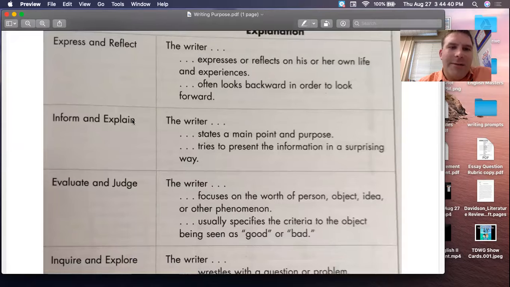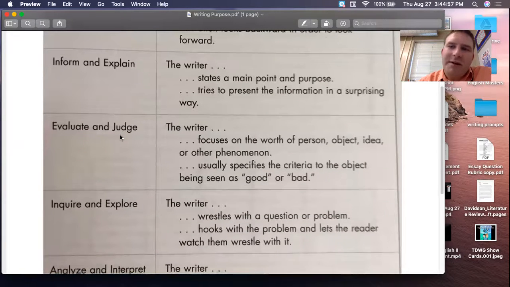You have inform and explain. You, the writer or the author of the piece that you're reading, states a main point and purpose that they're trying to talk about. And they try to present the information in a surprising way, in a way that grabs people's attention. So you are informing them about something and then explaining it.